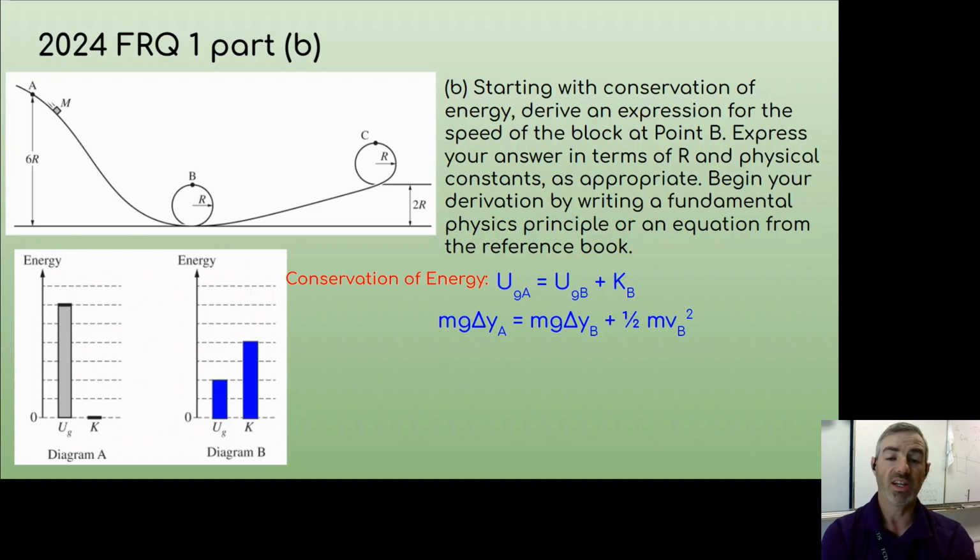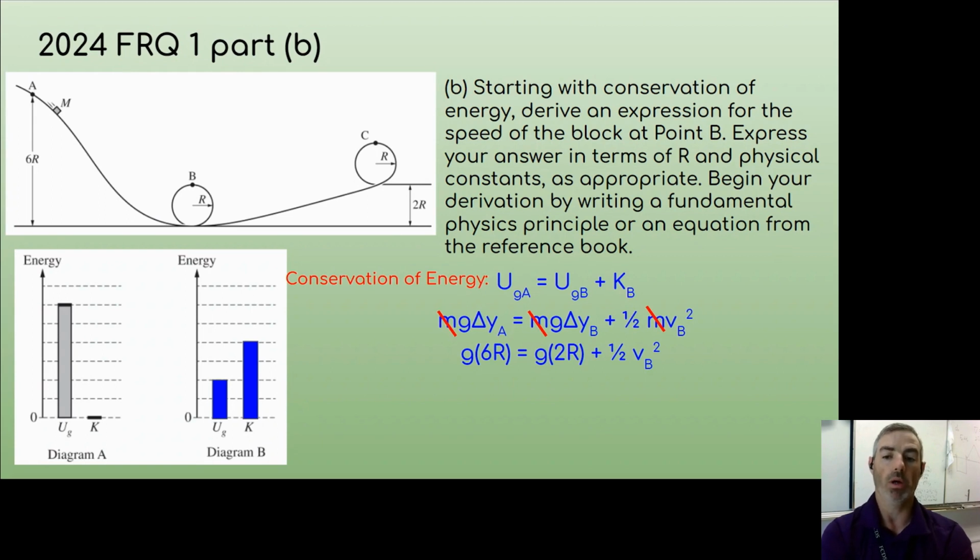What's consistent in each of these is the fact that each term has mass. The reason it doesn't ask for mass in our answers, just terms of r and physical constants, which is going to be little g, is because the mass is going to cancel out. So we don't need to use the mass in our final equation. Now we can substitute in the heights that are given. Delta y A is 6r, delta y B is 2r, and we simplify our equation.